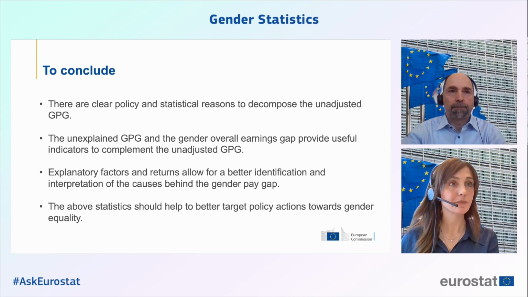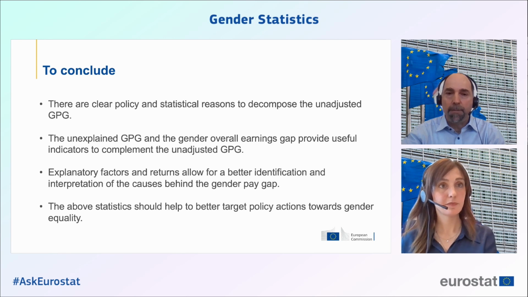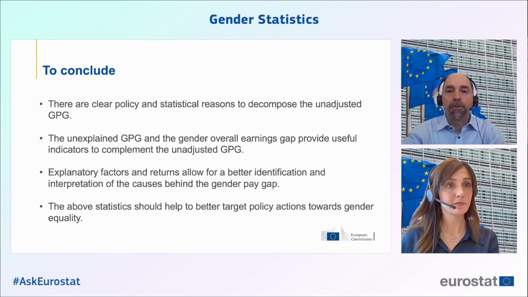So to conclude, I would say first that there is a clear interest in decomposing the unadjusted gender pay gap to identify, to measure, and to correct for composition effects. Second, gender pay gap adjustments and the resulting unexplained gender pay gap are necessary to understand important drivers of the unadjusted gender pay gap. Finally, the overall earnings gap is another important indicator to go beyond the unadjusted gender pay gap. It captures all effects that may have an impact on the average earnings of women of working age compared with men.